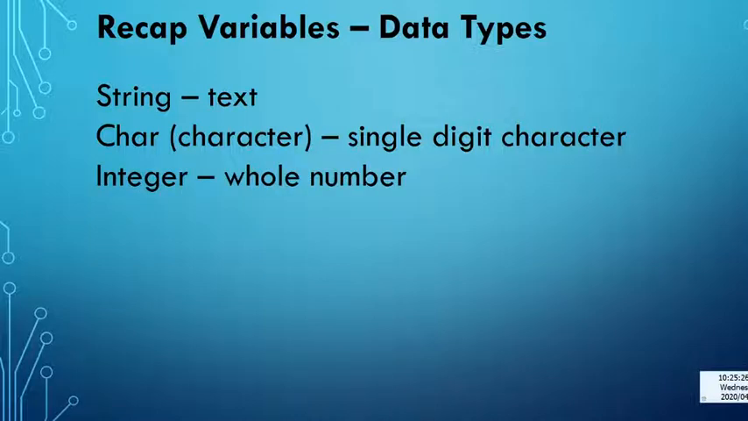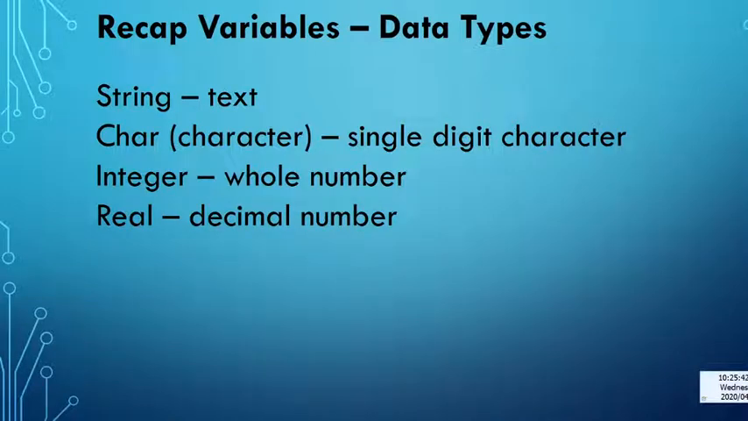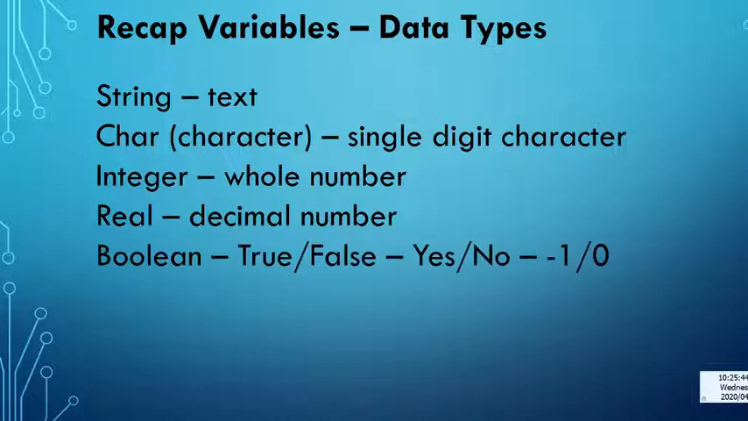We have an integer, which is a whole number. Could be negative numbers or positive numbers. It's limited, but any whole number that we are working with for now, we call that integer. Then we have a number that has decimal places, called real. Then we have a Boolean, which is either true, false, yes, no, or -1, 0.